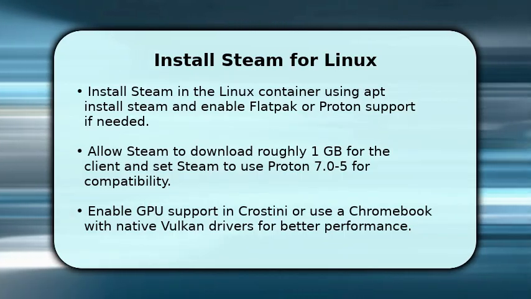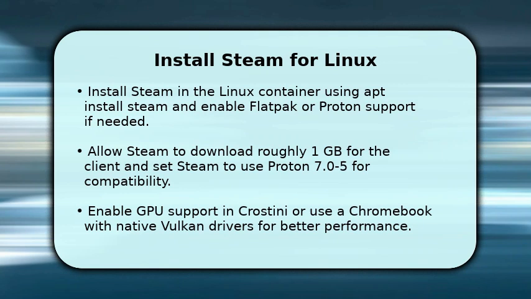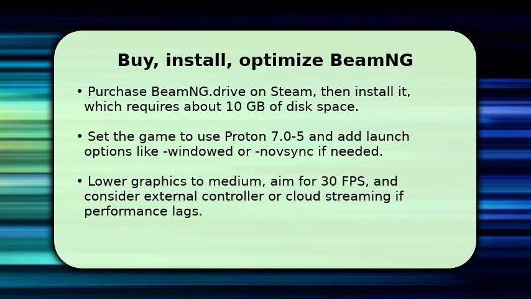You can also enable Flatpak and Steam's beta if your container needs newer libraries. Ensure Crostini GPU support is turned on in experimental settings, or use a Chromebook with native Vulkan drivers to improve performance. Purchase BeamNG.drive on Steam and install it inside your Linux container. Plan for about 10 GB of disk space for game files and mods.